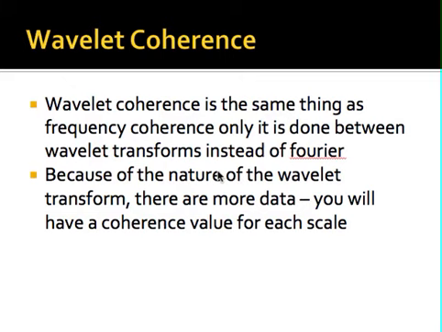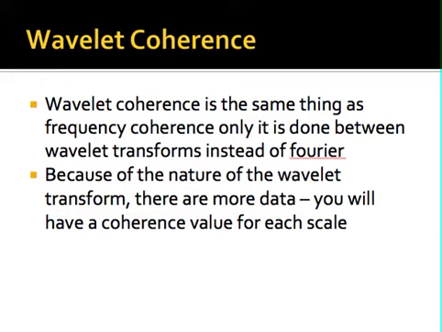A new area that's come up in the last really 5 years in EEG analysis, known as wavelet coherence. So we've talked about coherence and we've talked about wavelet analysis. So the next logical jump is to talk about wavelet coherence. It's basically the same thing as frequency coherence, only rather than doing it as a cross spectrum, we're actually doing the cross spectrum or the autocorrelation between the wavelet transforms.